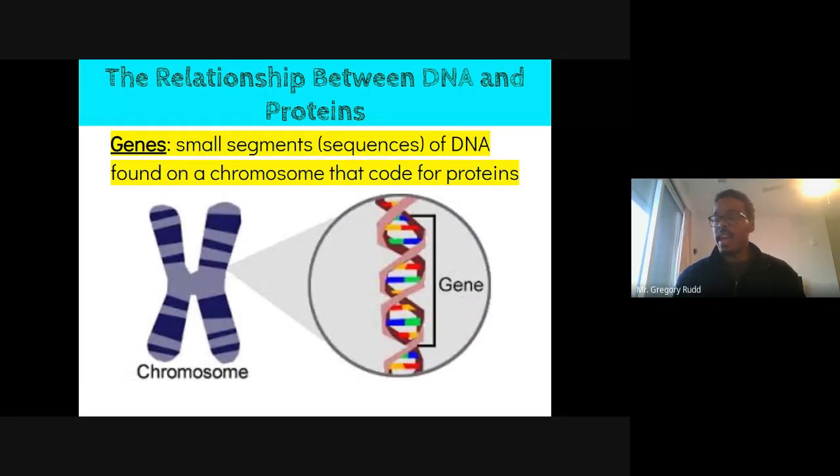Let's move on. At the end, we talked about the fact that nucleic acids eventually lead to proteins, and genes are really the connection in that process. A gene is a small segment of DNA that codes for at least one protein, but often more than one protein. Let's call it between 1 and 5 proteins.